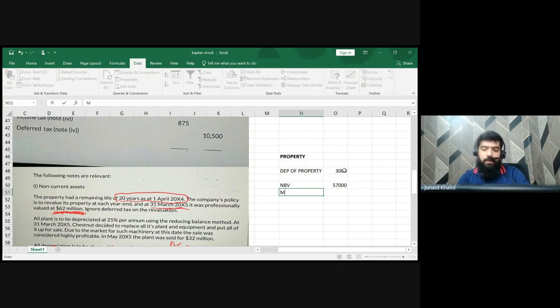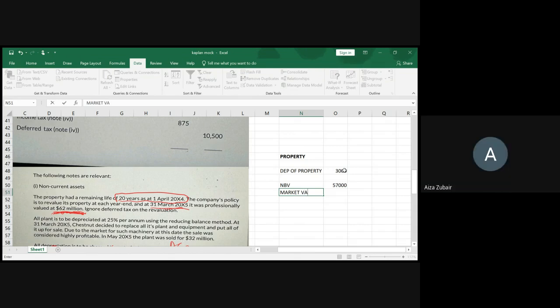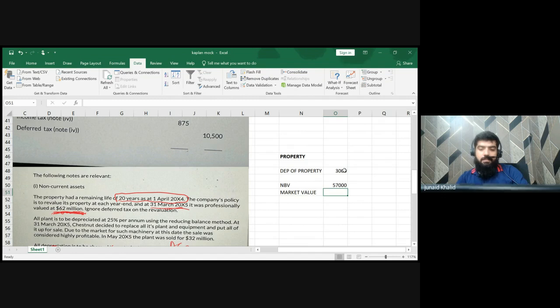And now what do we need? The second thing that we need is the market value, that is 62,000. Now let's calculate the difference, with what amount the asset is revalued. Is it an upward revaluation or a downward revaluation? It's upward. It's a gain. Okay. Number two, if you are preparing the balance sheet, at what amount should the property be recorded?